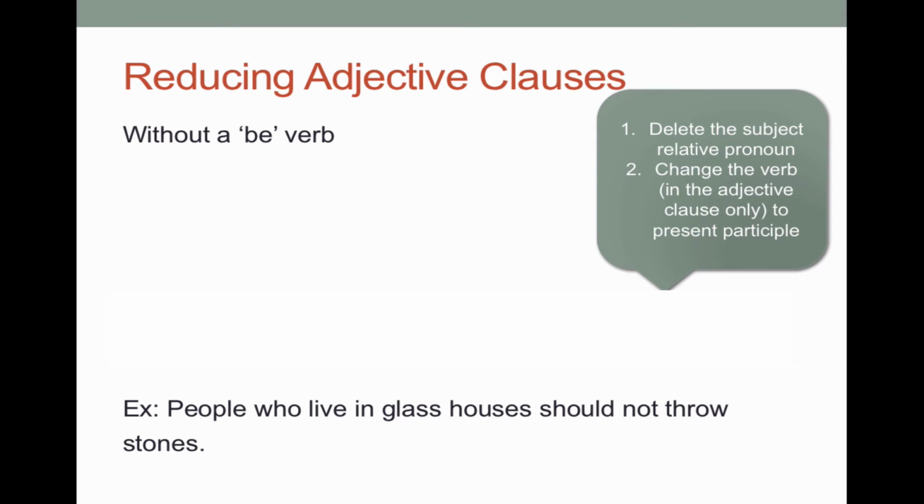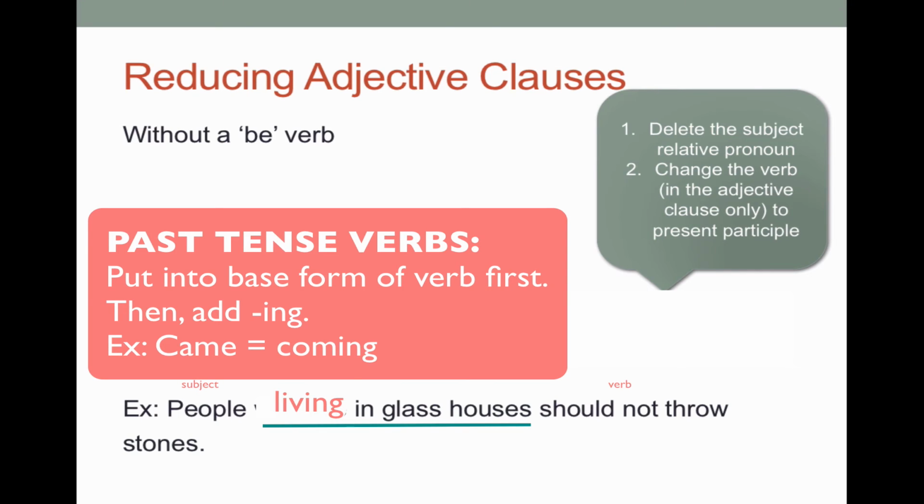In this next example, my adjective clause is, "who live in glass houses." Again, who is my subject, live is my verb in my adjective clause. So I can go ahead and delete who and change live to living. So, "People living in glass houses should not throw stones." And it's important to note that if I have a past tense verb, I need to put it into the base form of the verb first and then add -ing.